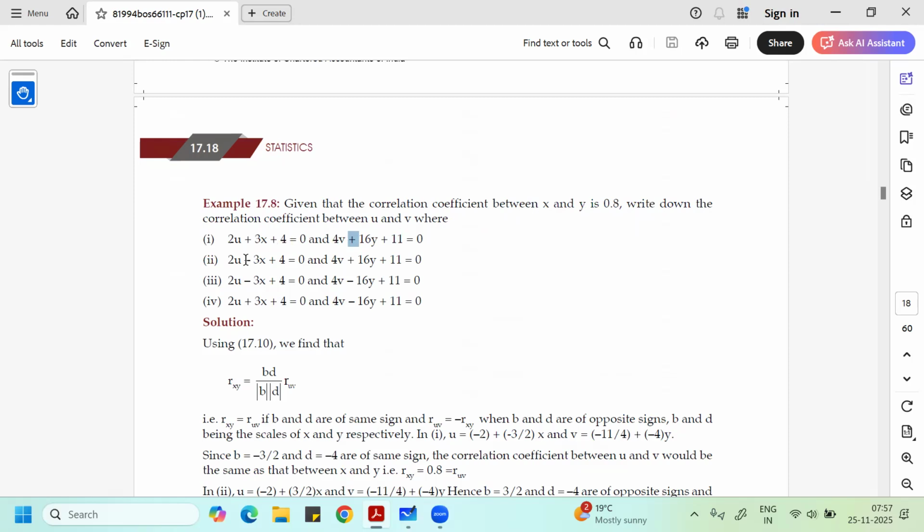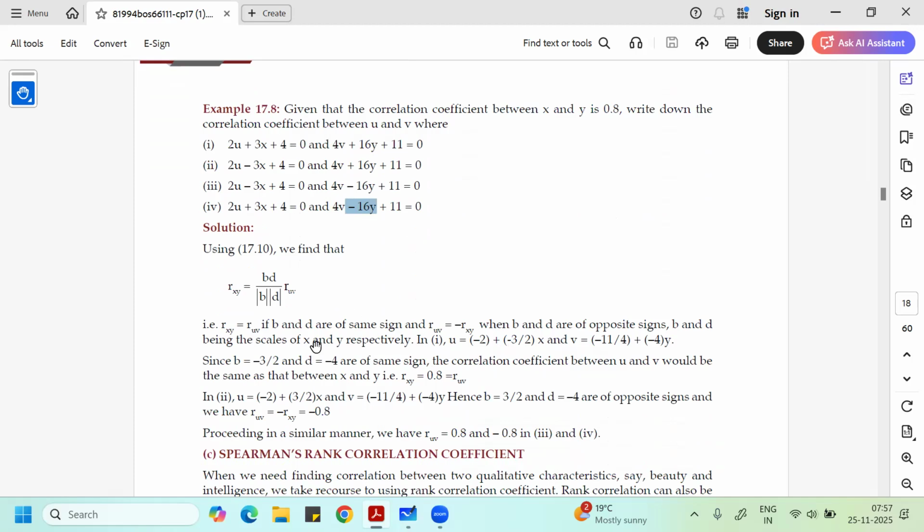Here see the sign. The sign for u and x is negative and the other is positive, so the r of uv here would be minus 0.8. Again see the sign. Here the sign is negative, and here the sign is negative, so r of uv would be 0.8. Here the sign is plus and here the sign is minus, so the r of uv would be minus 0.8. So just see this same thing.